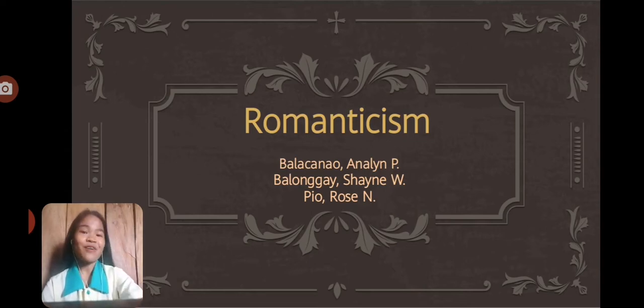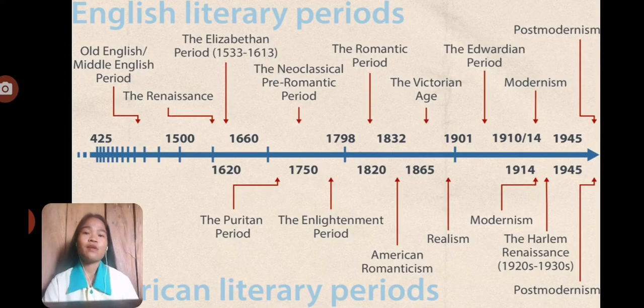But before that, we're going to look into the timeline of the English literary period. So here they are. First, we have the Old English, the Renaissance period, the Puritan period, the Neoclassical period, the Enlightenment, and the Romantic period. We notice here that before the Romantic is the Enlightenment period. And there are other periods here, which are followed after the Romantic period.